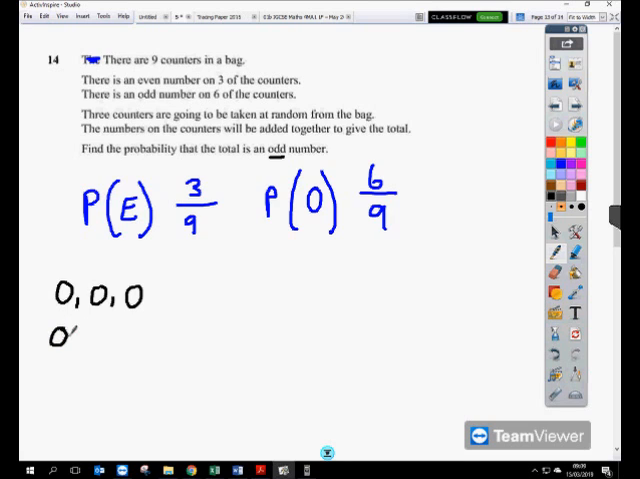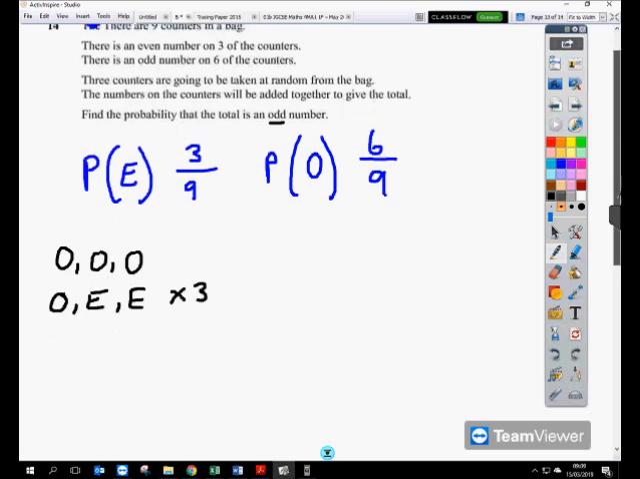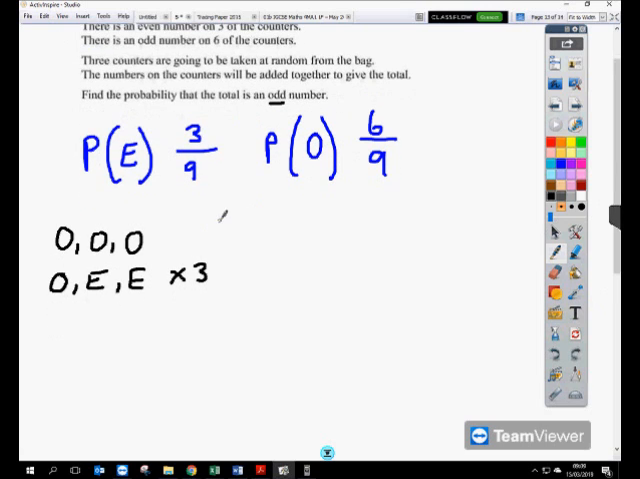If you have 2 even numbers and 1 odd number and you add them together, you also end up with an odd number. But this can happen in 3 ways, you see, because the odd could be in the middle or it could be at the end. As long as there's 1 odd and 2 even, this will produce an odd number when you add them together. So we're going to try and work out each of these probabilities now.